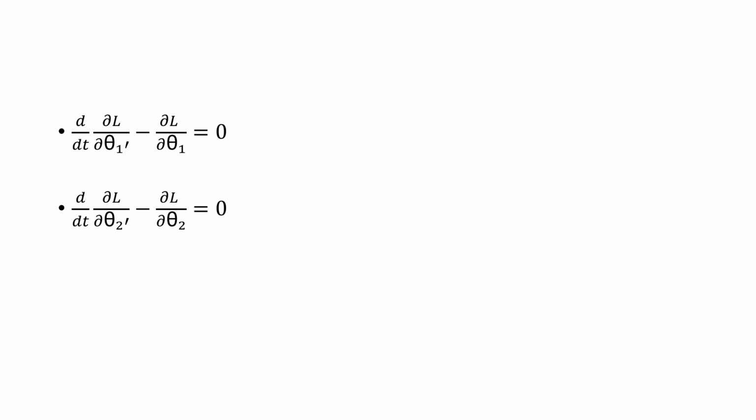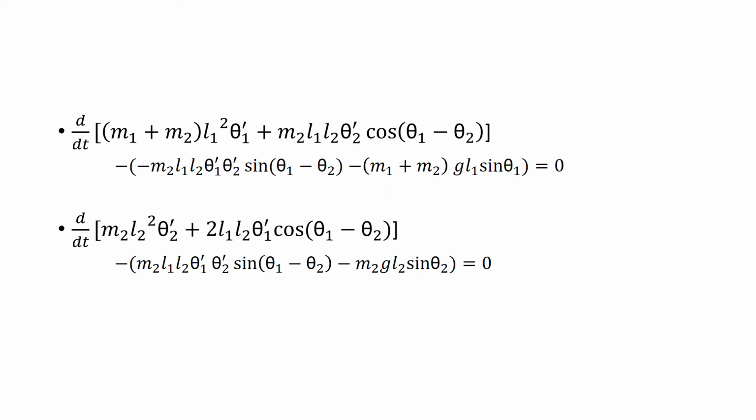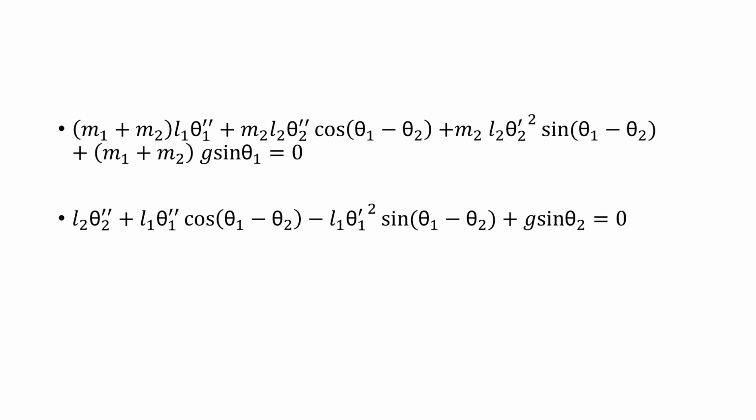Since there are two variables, θ1 and θ2, two Lagrange equations can be obtained. Plugging in the derivatives of the Lagrangian we have calculated earlier, then simplifying them, we finally get these two differential equations.